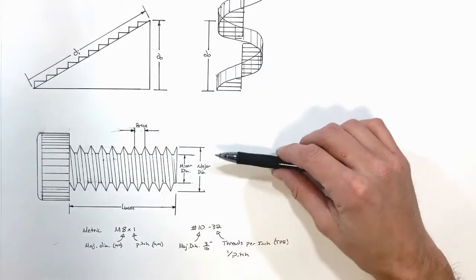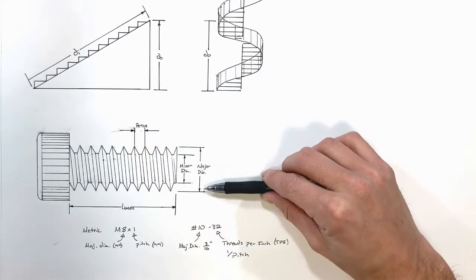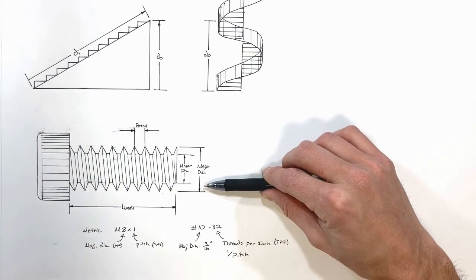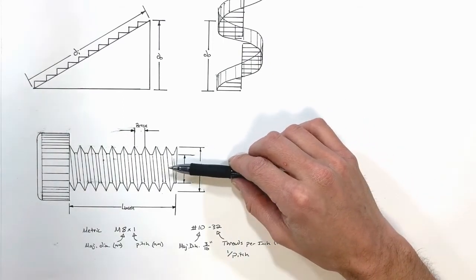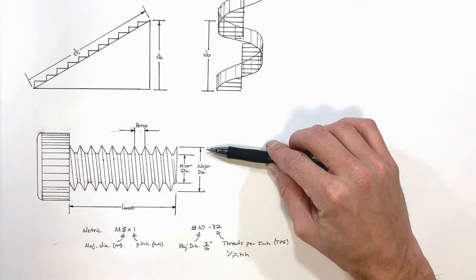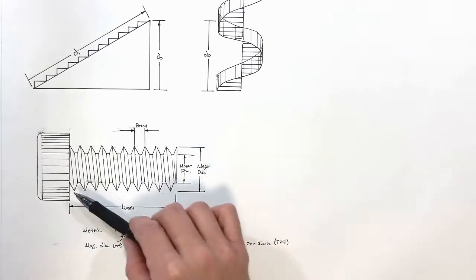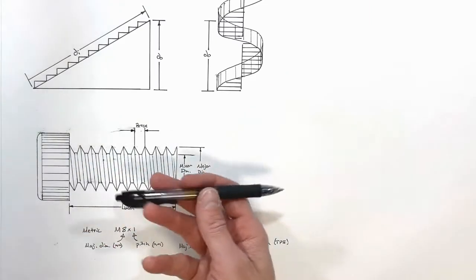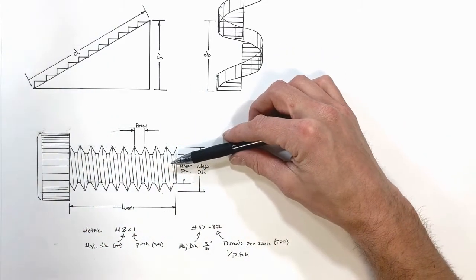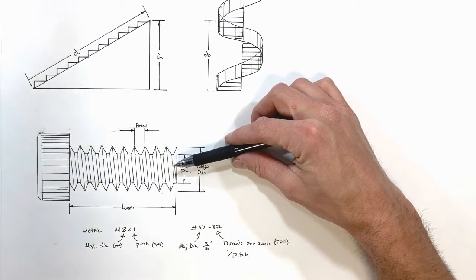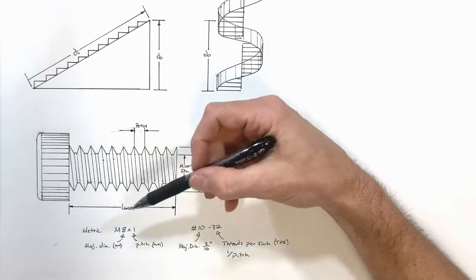Now we've got some other dimensions here. There's something called the minor diameter and the major diameter. These don't really play into how a bolt is used as a simple machine, but these are just different ways to differentiate one bolt or screw from another. Then of course we have the length, and that really is just telling us how far into some base material this bolt can extend.